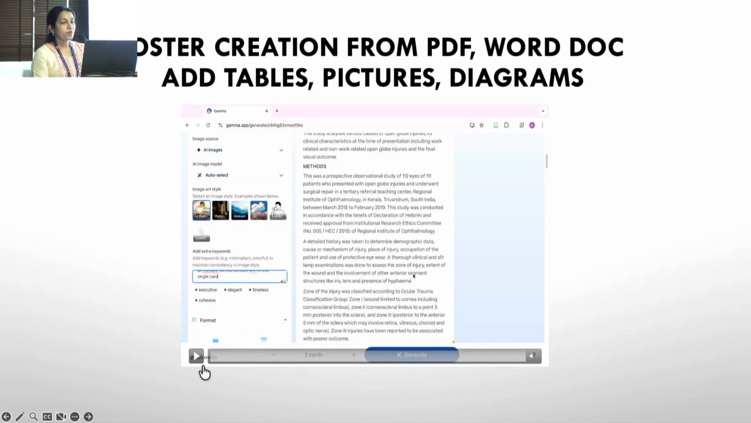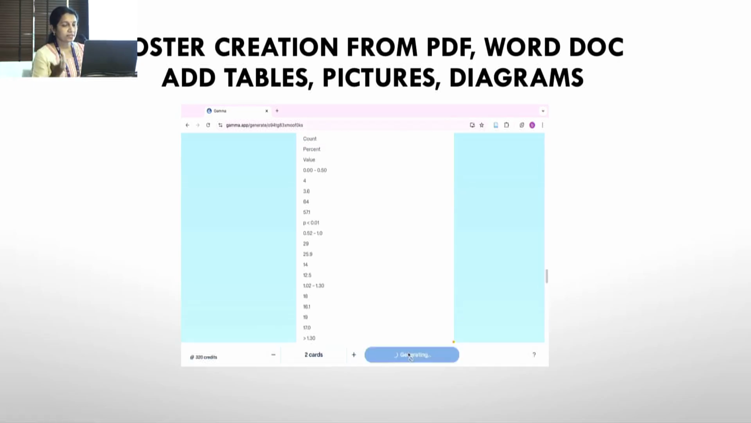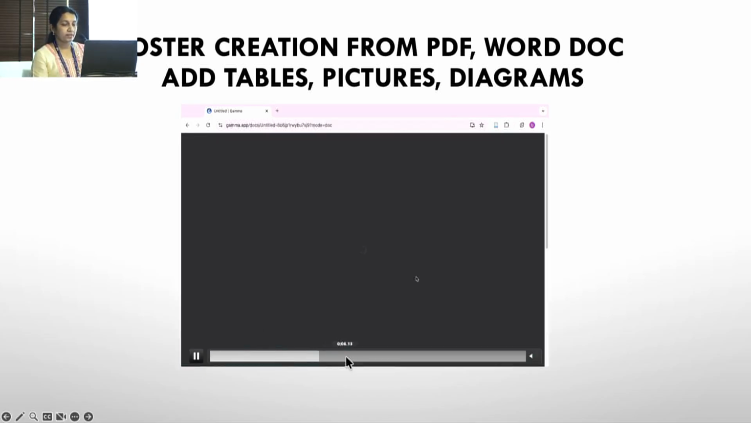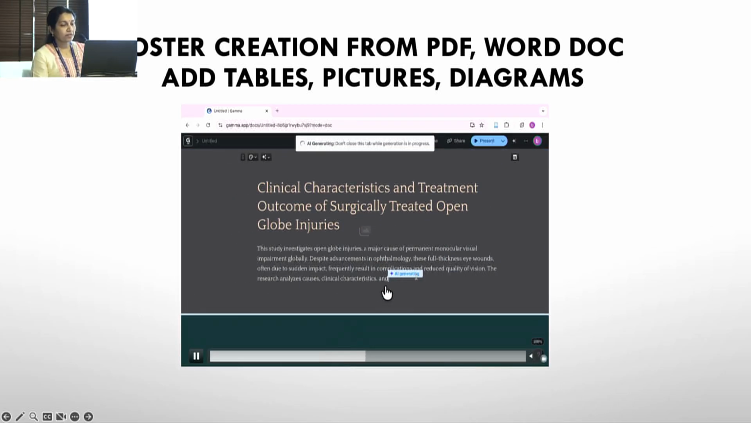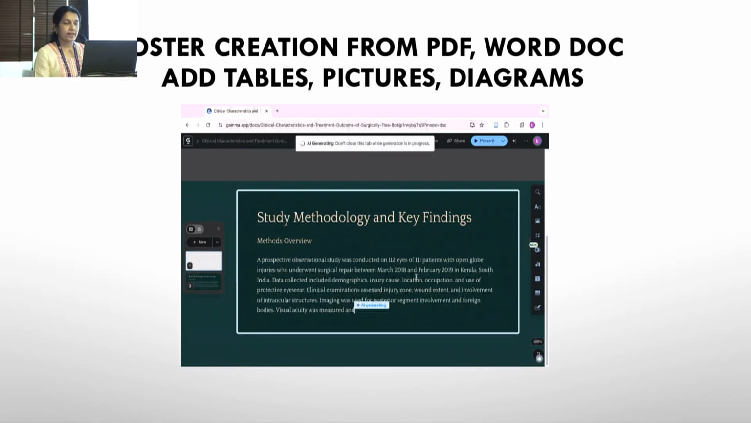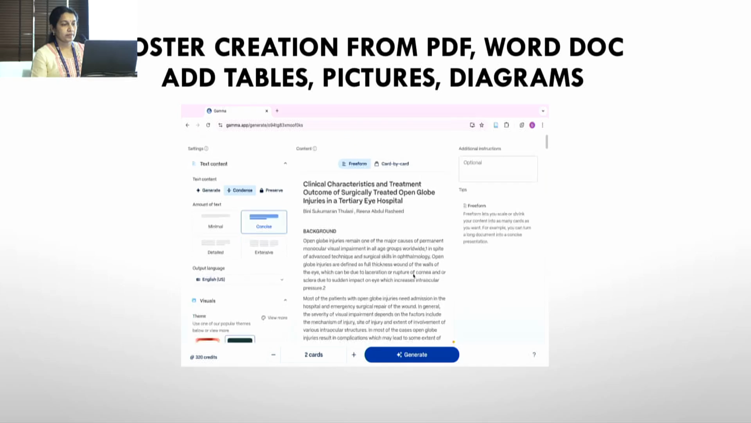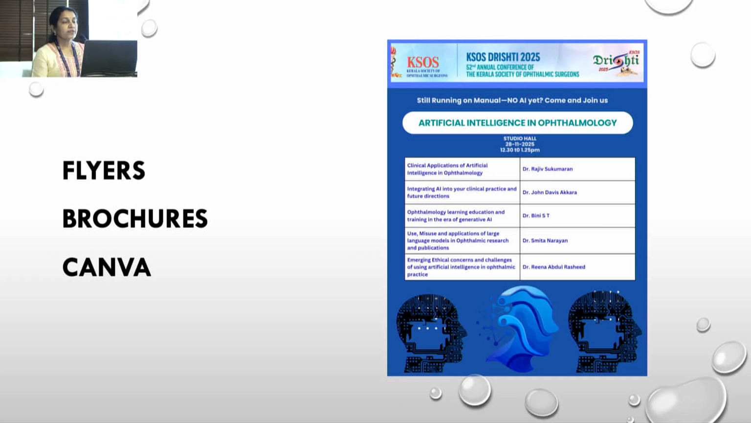You can create posters in the same tool, or can use any other tool to create this. So here, I have uploaded my PDF file and it is creating the poster. Flyers and brochures can be prepared with the help of AI. This is the flyer I prepared with the tool Canva. It will take only 5 to 10 minutes to create these types of flyers and brochures.